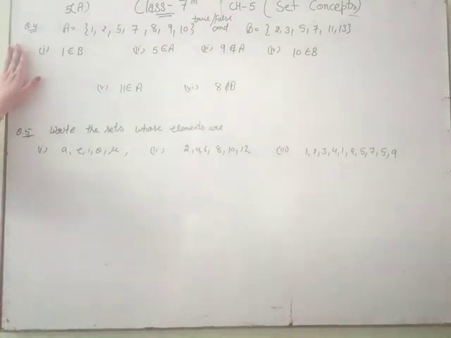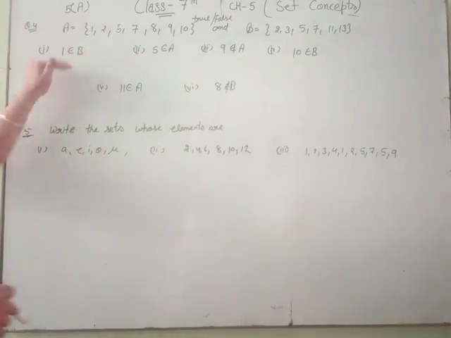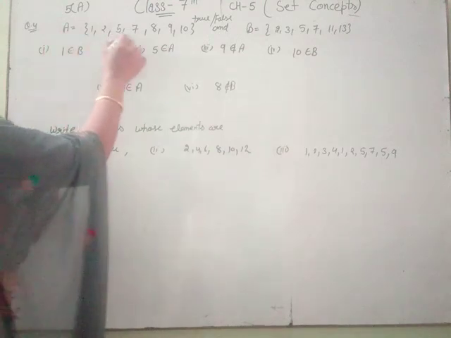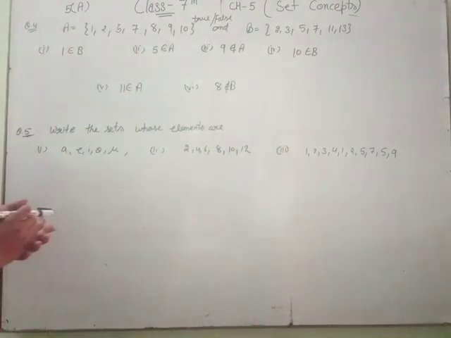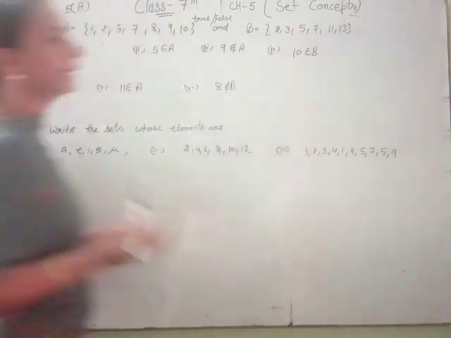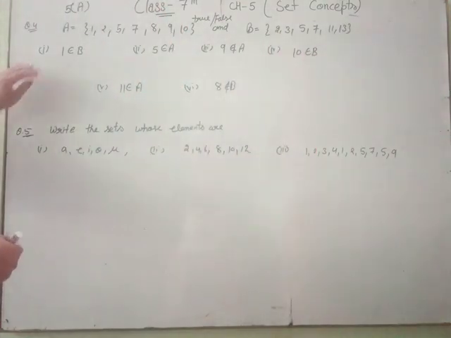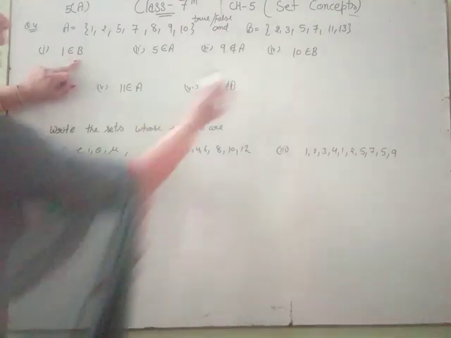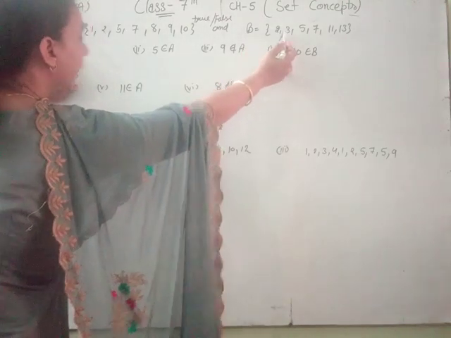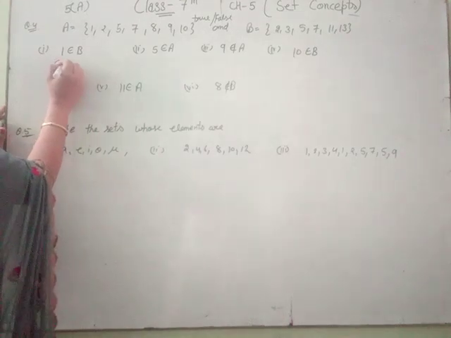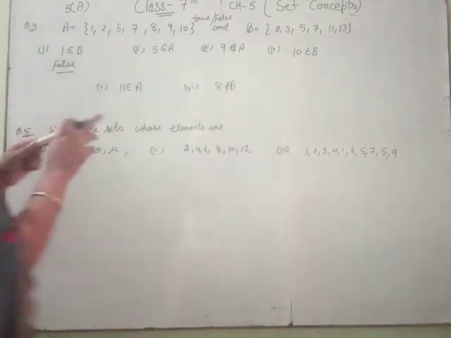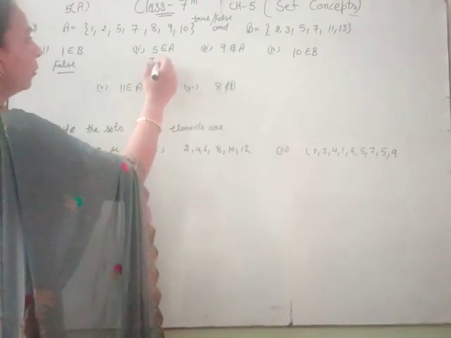Next, question number 4. Set A and set B, and these are some parts. These are true or false. So set A is 1, 2, 5, 7, 8, 9, 10. These are the elements of set A. 2, 3, 5, 7, 11, 13 are the elements of set B. In the first part, 1 belongs to B. Is this true or false? In set B there is no element 1. So this is false. Next is 5 belongs to A. In set A there is 5. So this is true.